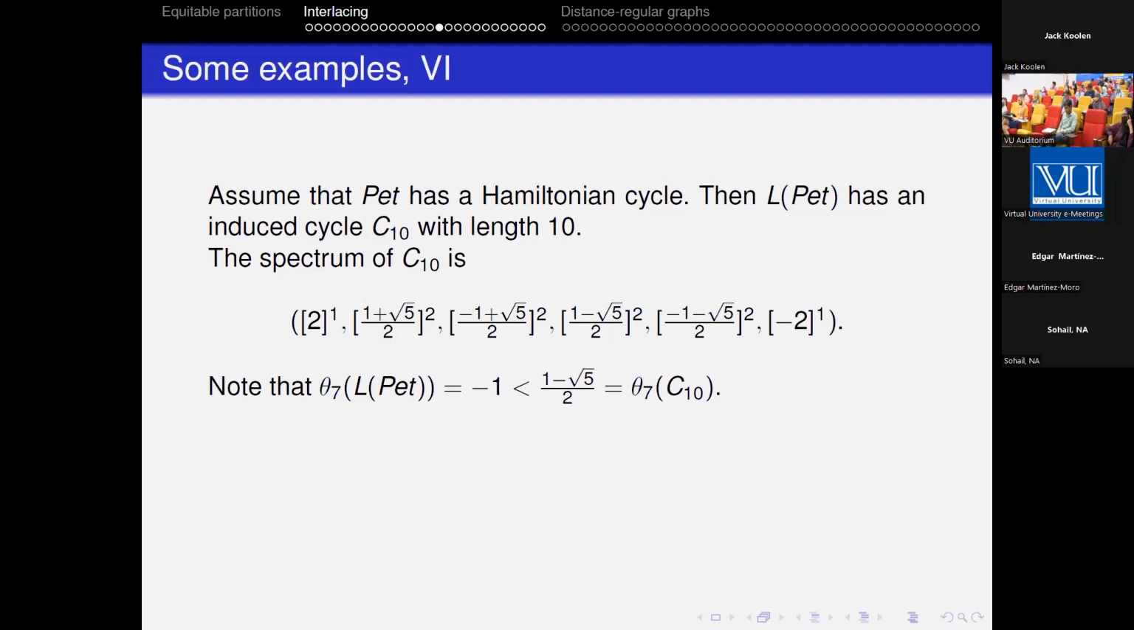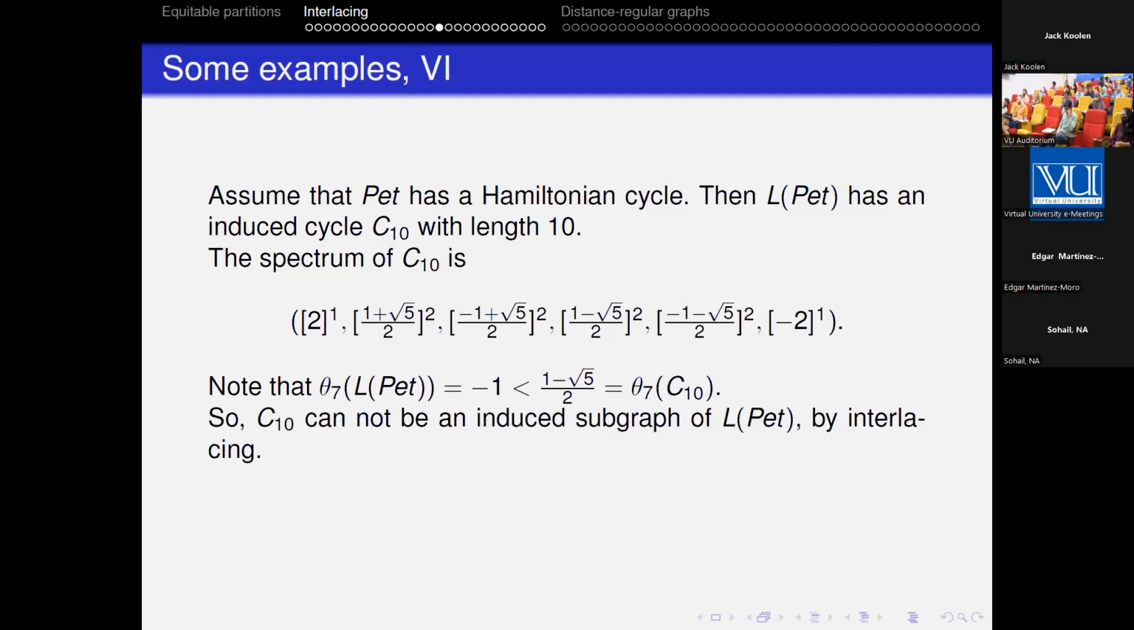So that means that the eigenvalues of the 10-cycle don't interlace the eigenvalues of the line graph of the Petersen graph. Therefore, C10 cannot be an induced subgraph of the line graph of the Petersen graph. So that means that the Petersen graph is not Hamiltonian. That was very good, yes.